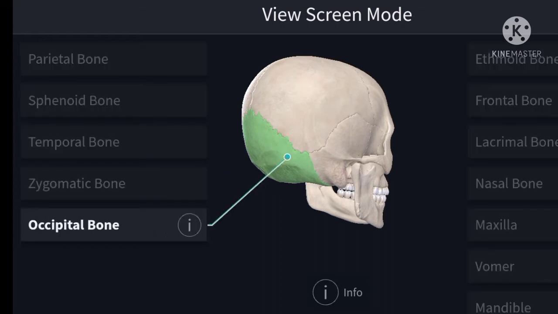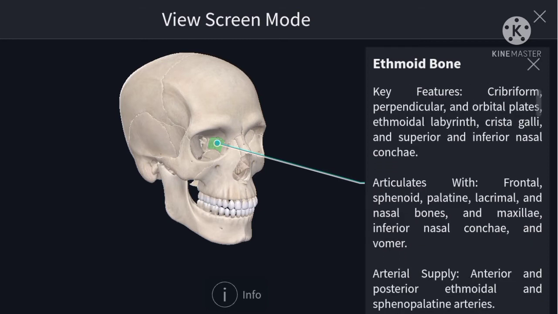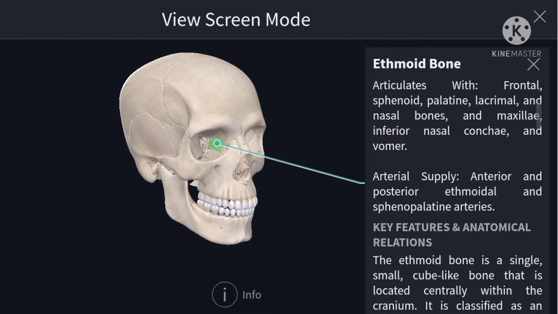And now we will talk about the ethmoid bone, which is a type of irregular bone and which is located in the viscerocranium. It articulates with the frontal bone, sphenoid, palatine, lacrimal and nasal bone, the maxilla, inferior nasal concha and the vomer, and it is supplied by the anterior and posterior ethmoidal and sphenopalatine artery.